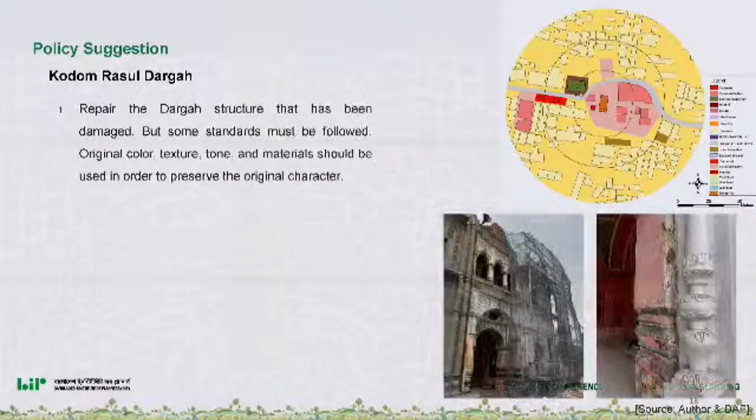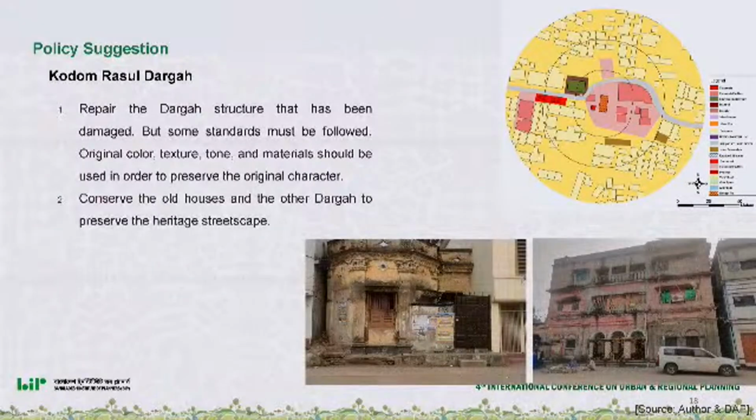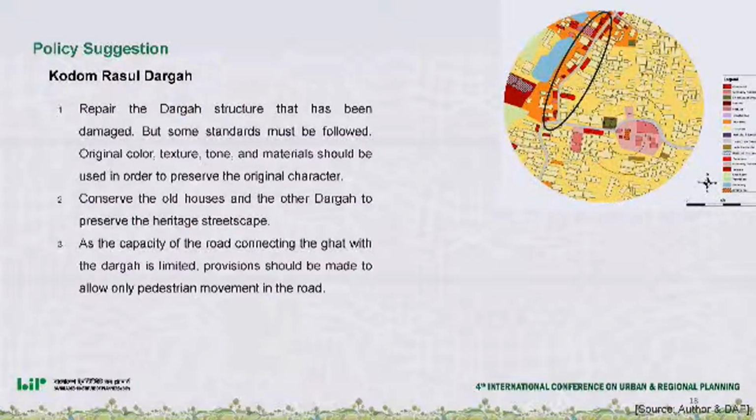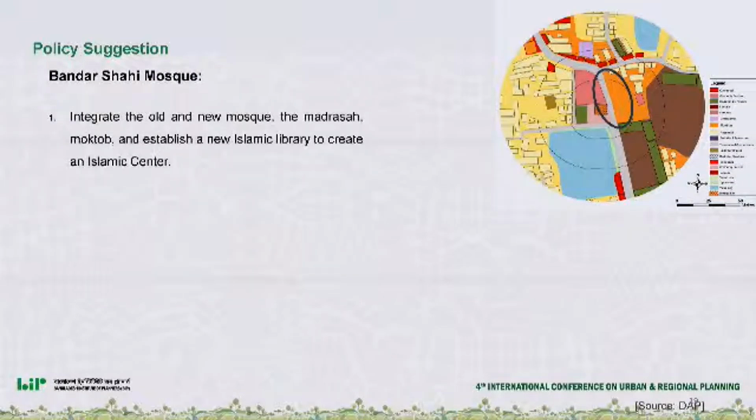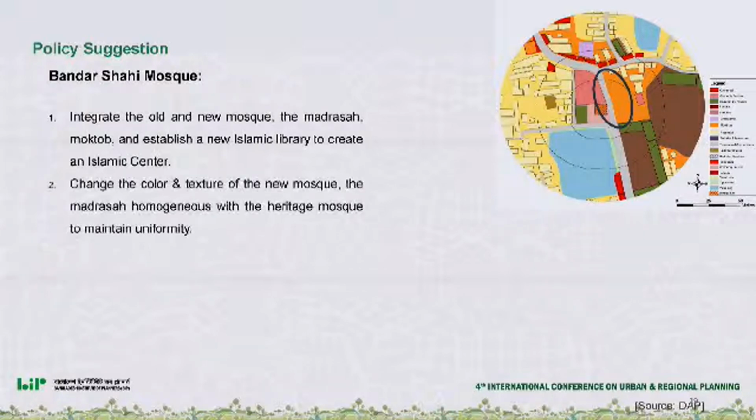Then our third site is Kadam Rasul Dargah. We recommend repairing the structures of the Dargah following the original color, texture and materials. Secondly, we will preserve the streetscapes around the Dargah. Then the third recommendation is to improve the capacity of the road and one-way pedestrian movement. Then for Bandar Shahi Mosque, integrate the whole mosque and madrasa to establish an Islamic center.